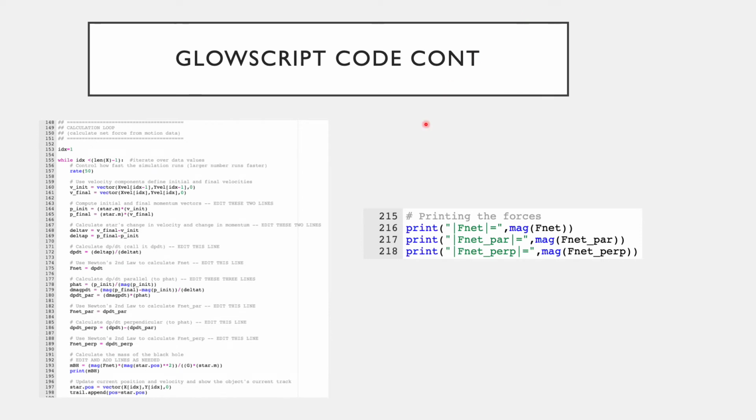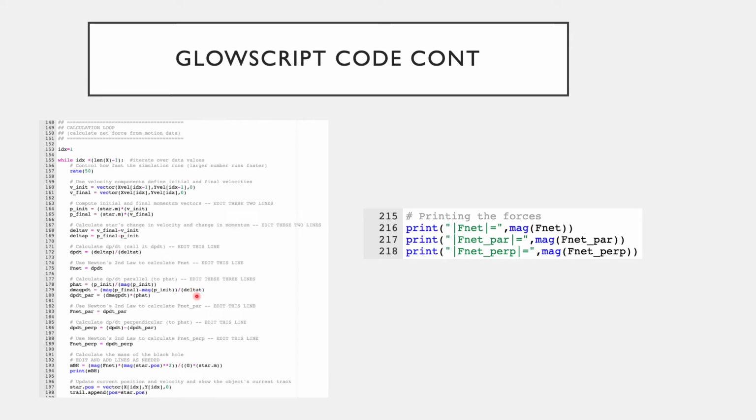This is the second part of my GlowScript code, and this is the calculation loop for the net force. In order to find net force, I first had to find the change in momentum over the change in time. To do so, I first had to find p initial and p final, and I did that by multiplying the mass of the star by the initial velocity and the final velocity. Then I found the change in momentum by subtracting the initial momentum from the final momentum, which you can see right here. Then I found dp/dt by dividing the change in momentum by the time interval, and I set dp/dt equal to net force.